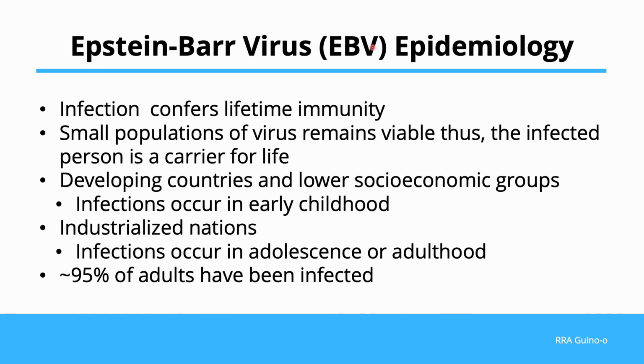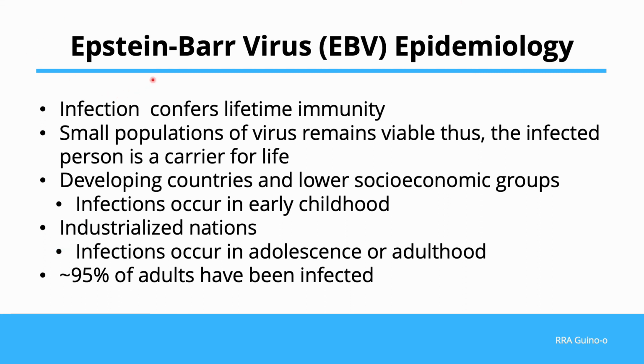Let's now talk about the epidemiology of our Epstein-Barr virus. When you are infected with this virus, it actually confers to you lifetime immunity. However, small populations of the virus remain viable in the body, thus an infected person is a possible carrier for life. The age group at which you will be most likely infected with the Epstein-Barr virus depends on where you live in the world. In developing countries and in lower socioeconomic groups, the infection usually occurs in early childhood. Meanwhile, in industrialized nations or those areas that have a high sanitation standard, infections usually occur in adolescence or adulthood.